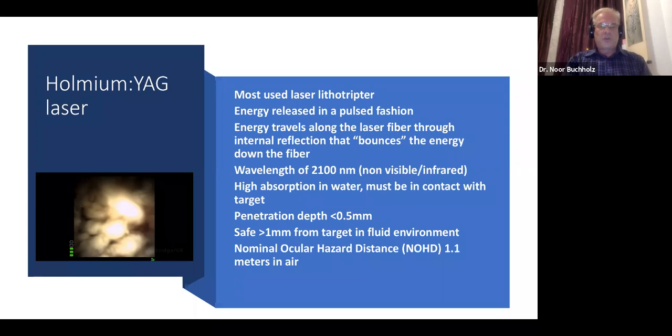Now, there is a term called nominal ocular hazard distance. That means how far can you be away from the laser if it shines into your eye in air without damaging your retina, and that is 1.1 meters. So if the laser fiber breaks on the table or in the instrument or wherever, if you are within 1.1 meters of any point of the laser fiber, or the outlet of the laser machine, you are bound to wear laser goggles to protect your retina, but we're coming to that later in the safety section.